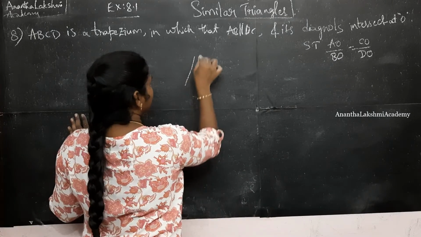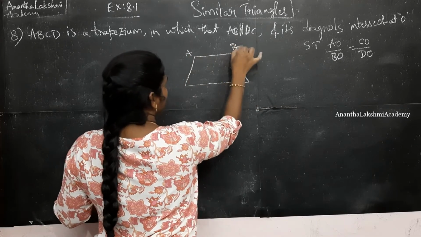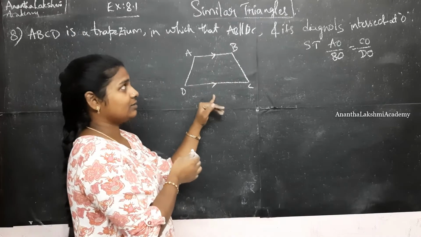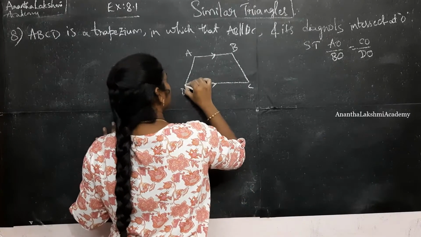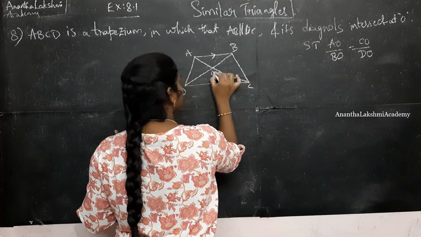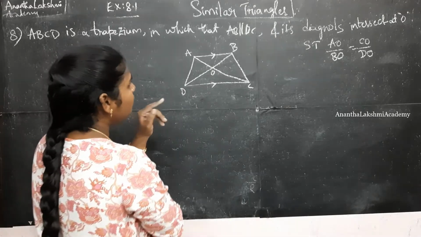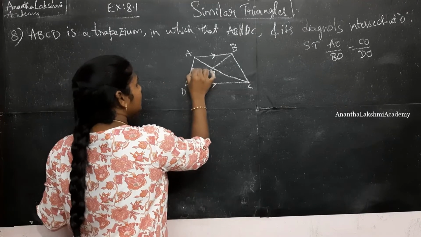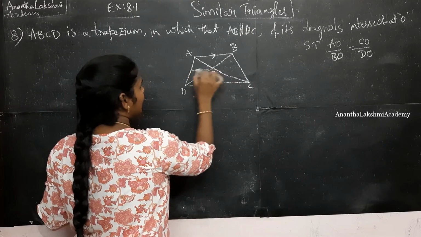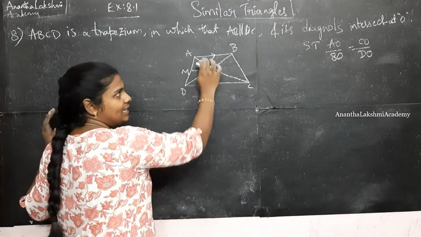Okay, let us draw a trapezium first. How does the trapezium look like? This is A, B, C, D. So now I am indicating the parallelity as well with the arrows. So now AC and BD are the diagonals which are intersecting at O. Okay, that is given. Now, let me draw a line OM, which is parallel to CD and AB.